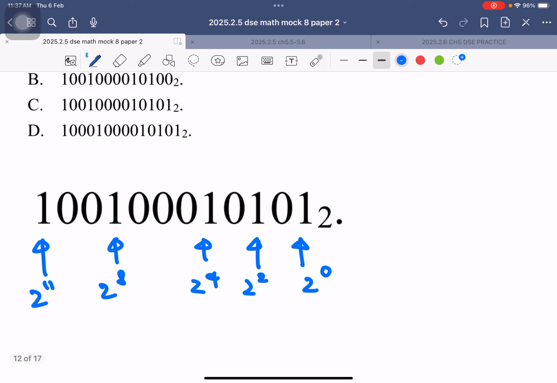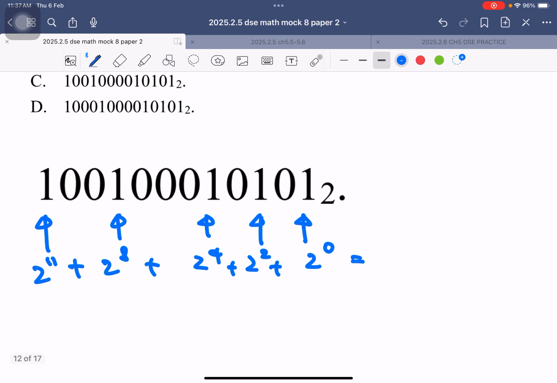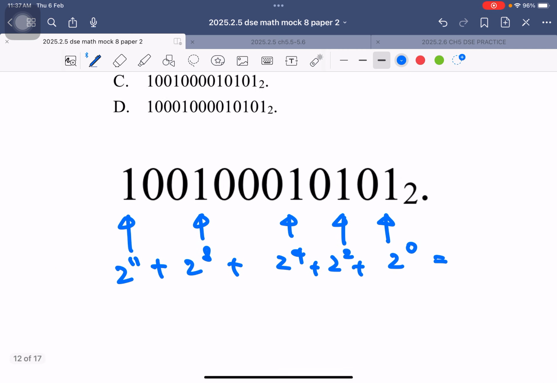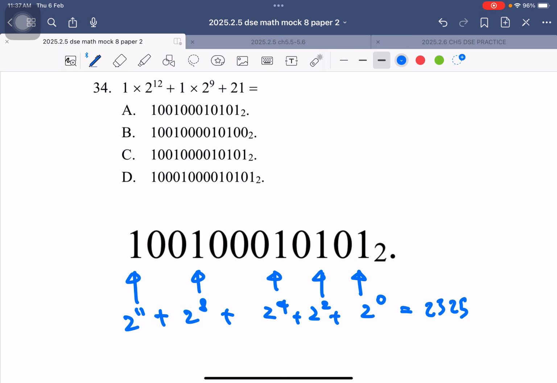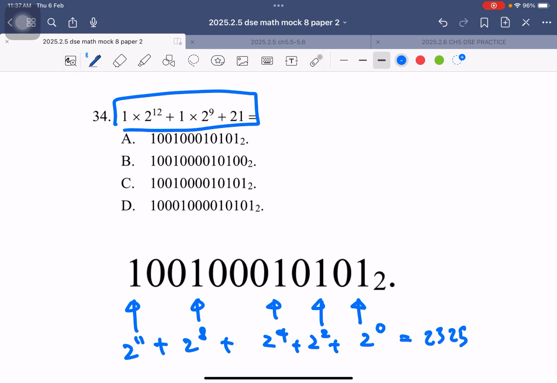Then you can use your calculator to add all of them together. What's that equal to? 2 to the power of 11 plus 2 to the power of 8 plus 2 to the power of 4 plus 2 squared and then plus 2 to the power of 0. Use your calculator to see what this is equal to. 2325, isn't it? Yeah.